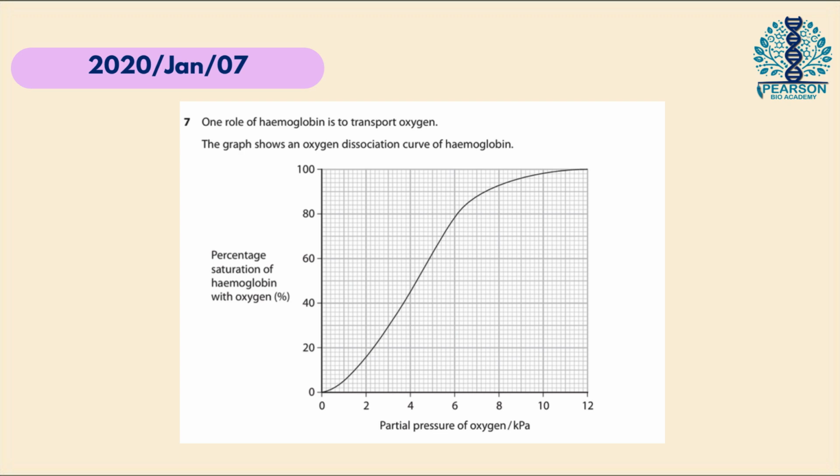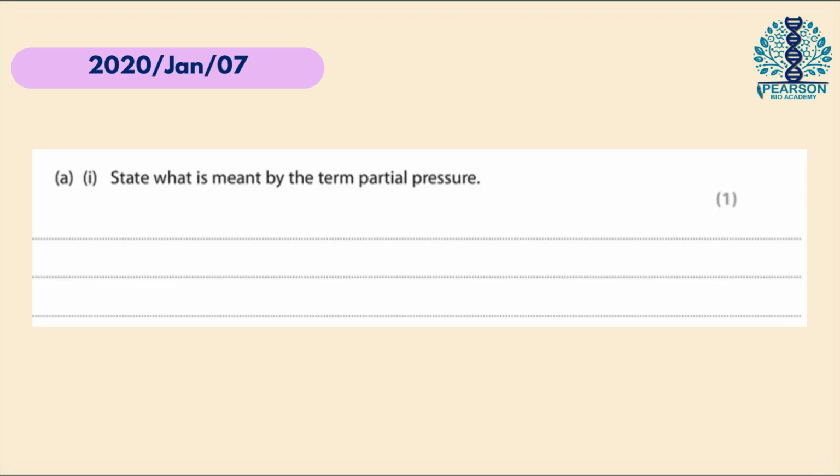So this is the question. Just pause if you want, you can read it. One role of hemoglobin is to transport oxygen. The graph shows an oxygen dissociation curve of hemoglobin, and you can see the partial pressure of oxygen versus percentage saturation of hemoglobin with oxygen. The first question asks you to write the definition of partial pressure. What's meant by partial pressure?